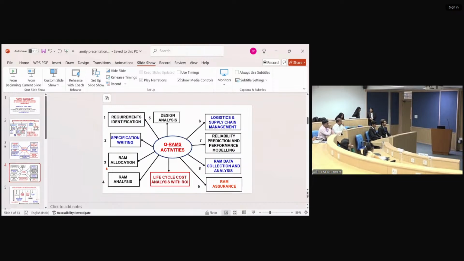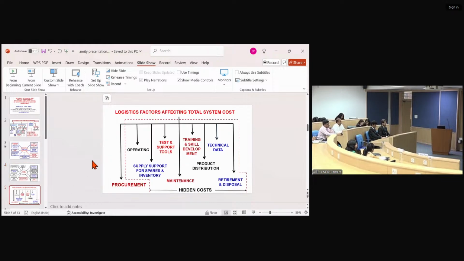Next comes, what are the activities? I have numbered them. First, prepare your requirement, identify them, write a very good specification in unambiguous language, RAM allocation of the subsystems or equipment, then RAM analysis, then design analysis, logistics and supply chain management, reliability prediction and performance modeling, RAM data collection and analysis, RAM assurance, and finally, life cycle cost analysis with ROI.